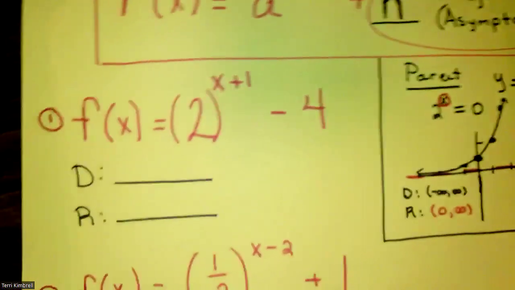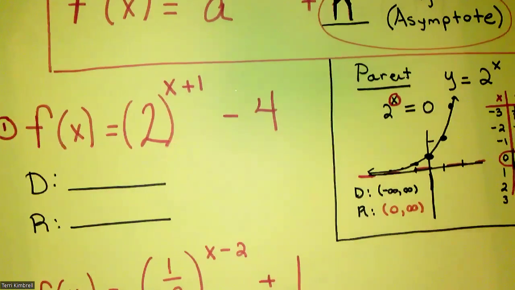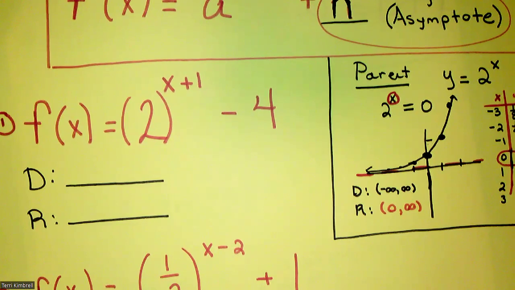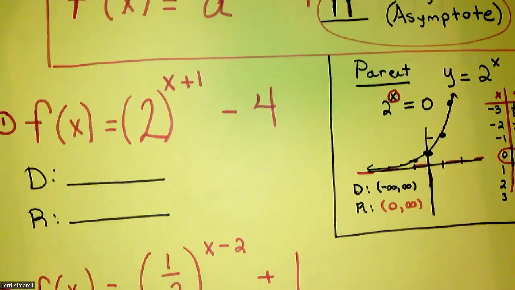So if I look at this one right here, and I think about what's going to happen from the parent, you're going to notice that the range is going to kind of move some things around, and it's going to affect that asymptote, okay?